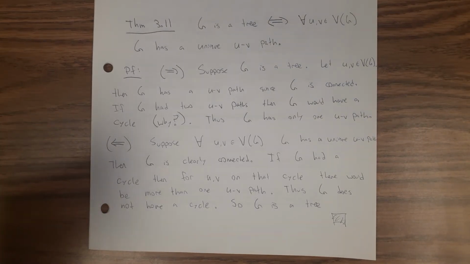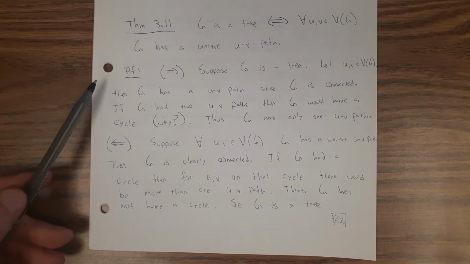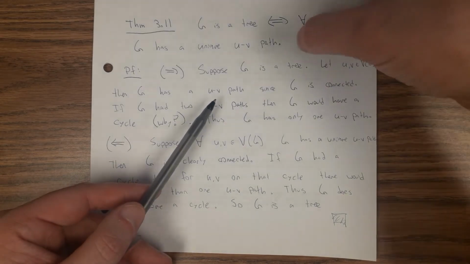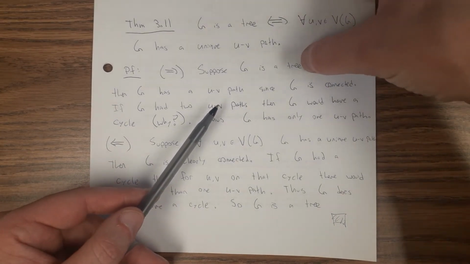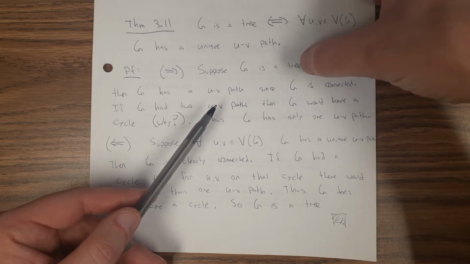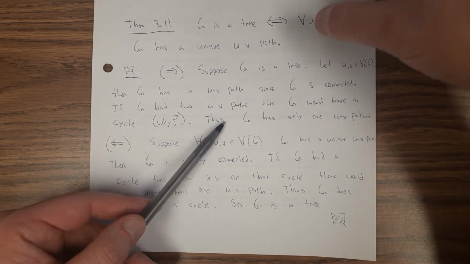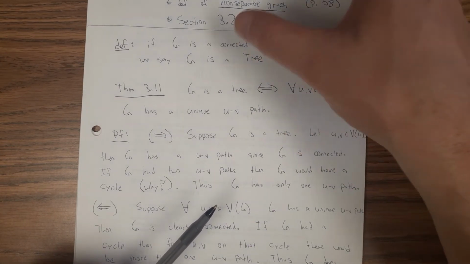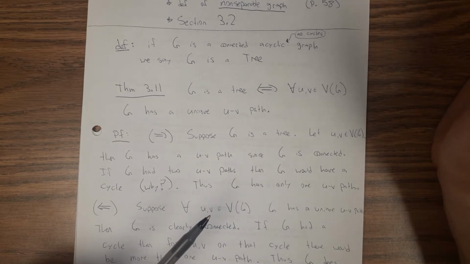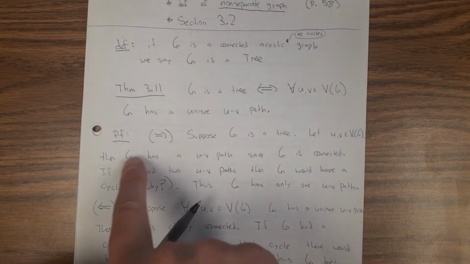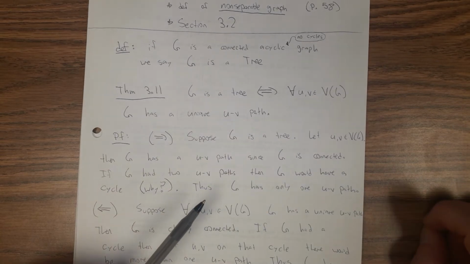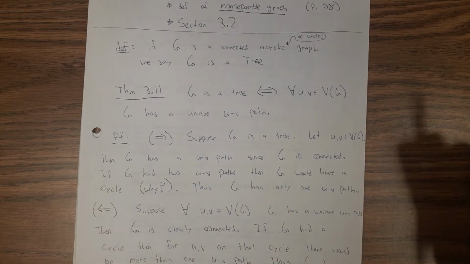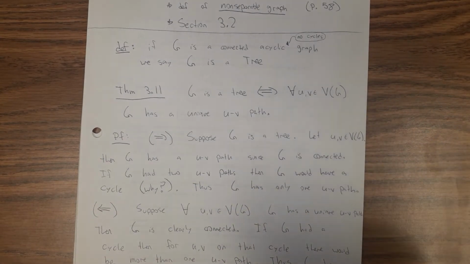Then it's easy enough to see that G has a UV path because our assumption is that G is a tree, and part of the definition of a tree is that it's connected. So I'm assuming that G is a tree. That means, among other things, that G is connected. And so for any two vertices, there's definitely a path from one to the other. So it's easy enough to see that G has a path from U to V.